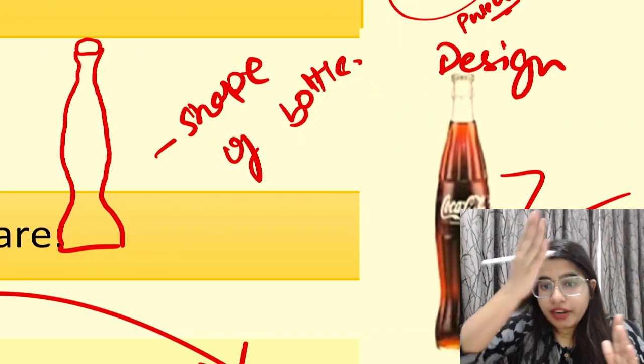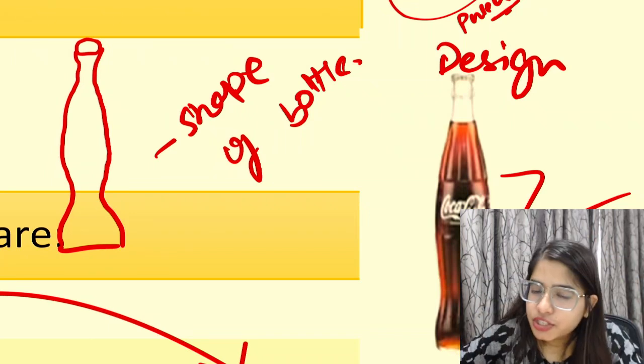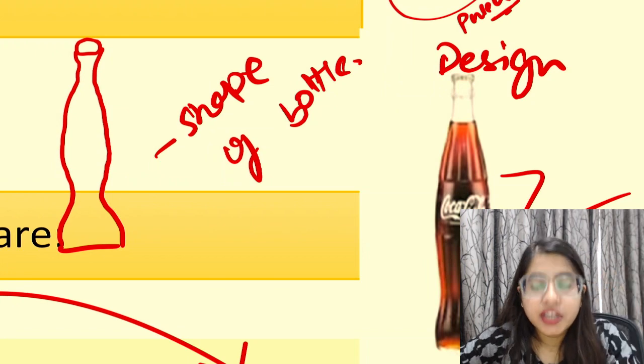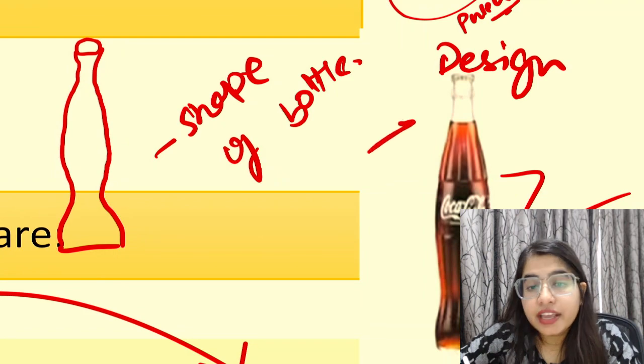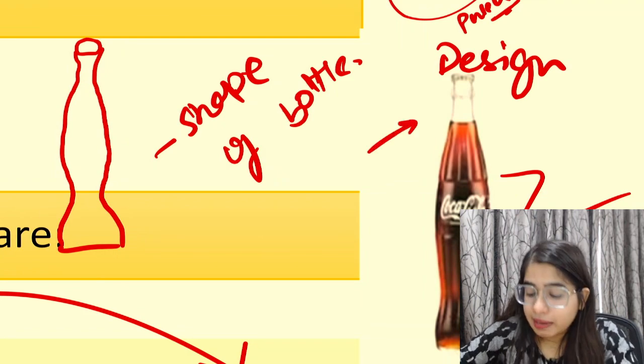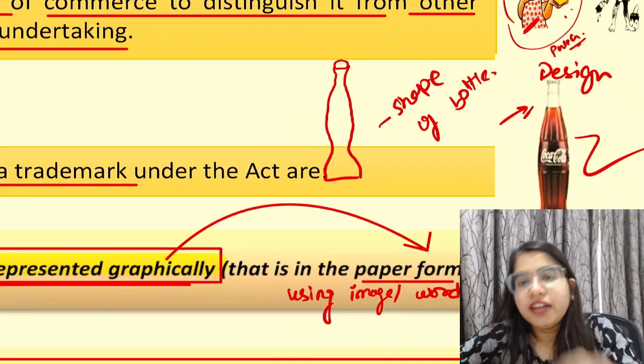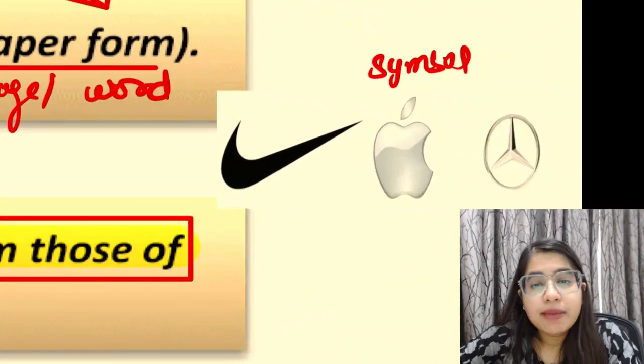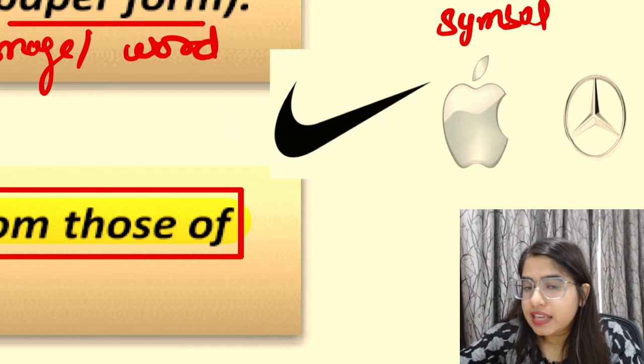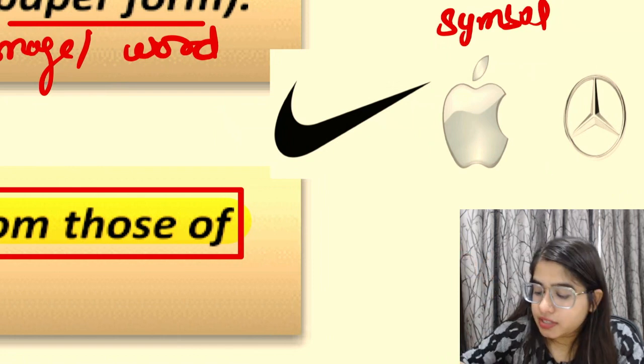The shape is different, and in between there are linings like this. The shape of the Coca Cola bottle is completely different. No other juice making company, beverage making company, or soft drink making company can make this exact same shape of the bottle, because this design of the bottle also we have done trademark. A symbol can also be a trademark. Example, Nike, Apple, this Mercedes brand.